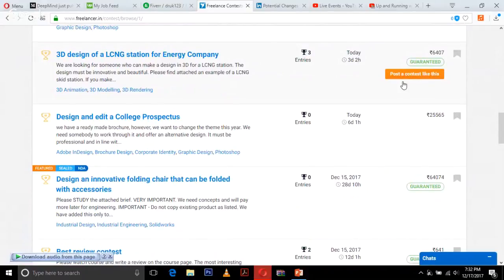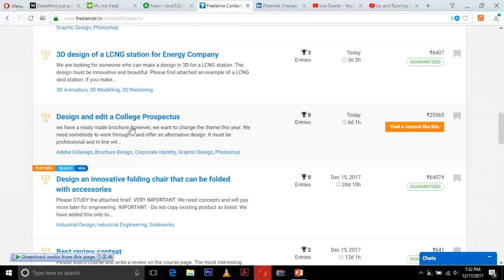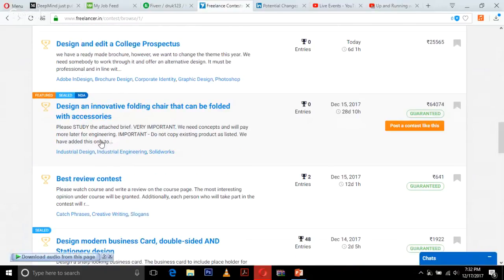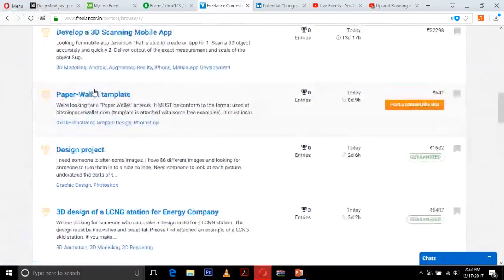They have made the payment, and the money is in the freelancer platform. So if you win, it's not like the person is going to take your design and not give you money. And then there is an NDA, a non-disclosure agreement. You cannot tell about this to anyone. And you should also go through all the documentation that goes with all this.